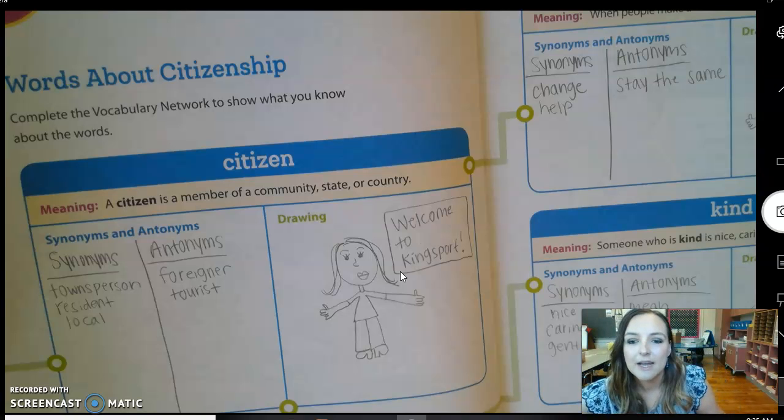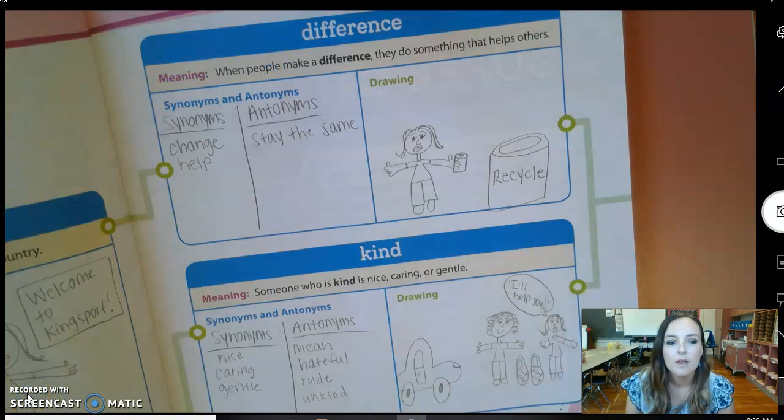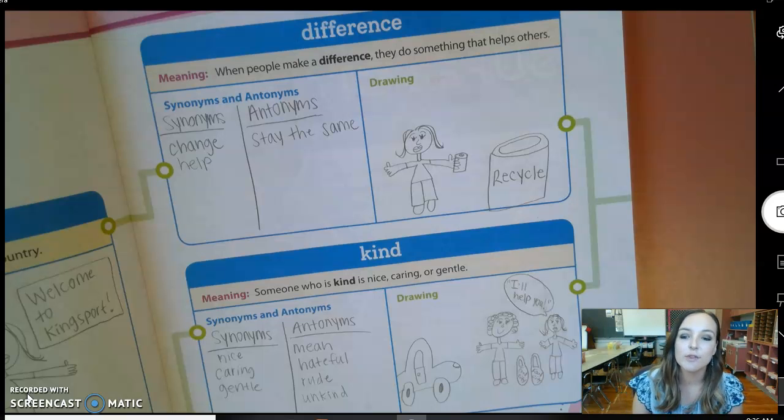For the next word, I had difference, and I'm going to pause just a second and see if I can get that to show up for you. All right, so here's my other page. The word was difference, and for my synonyms, I chose change or help. And for my antonyms, I chose to stay the same, because the opposite of making a difference is for things to stay the same. My picture shows me with a can, and I'm going to throw it away in the recycling bin. So I'm making a difference by helping others and helping the environment.